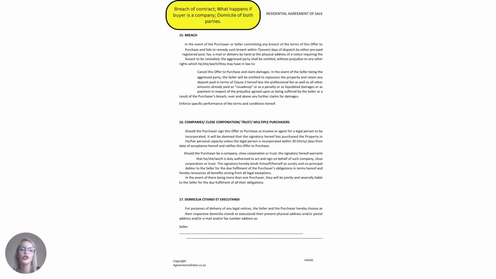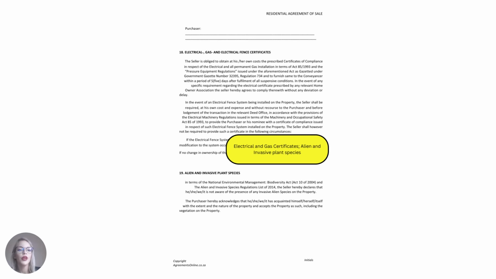The agreement then looks at breach of the contract, as well as what happens if the buyer is a company or anything like that, and then also notes the domicile of both the buyer and the seller. Now, with the domicile area, what you want to do in there is put down your residential address as well as your email address.